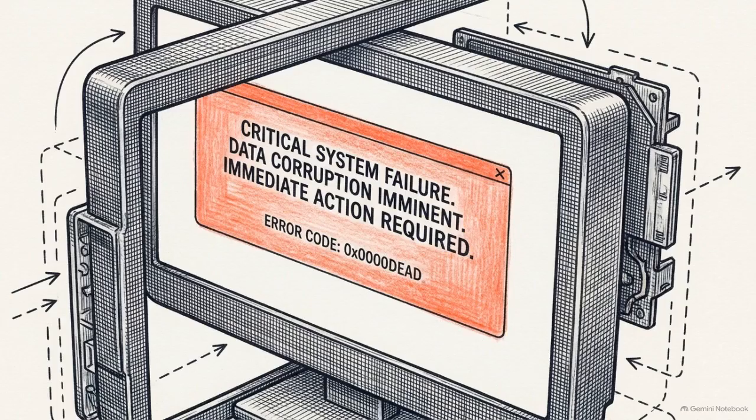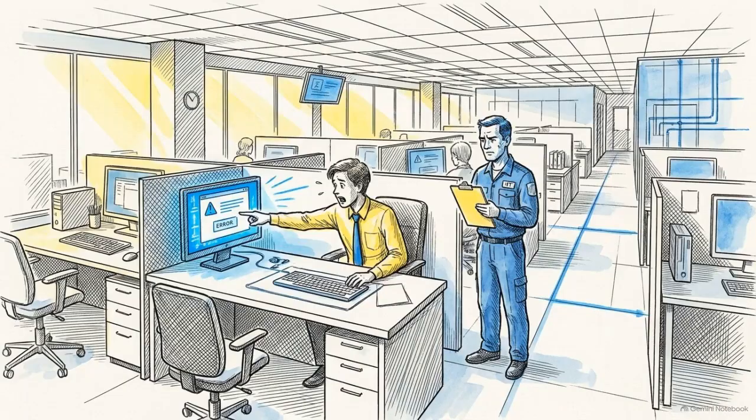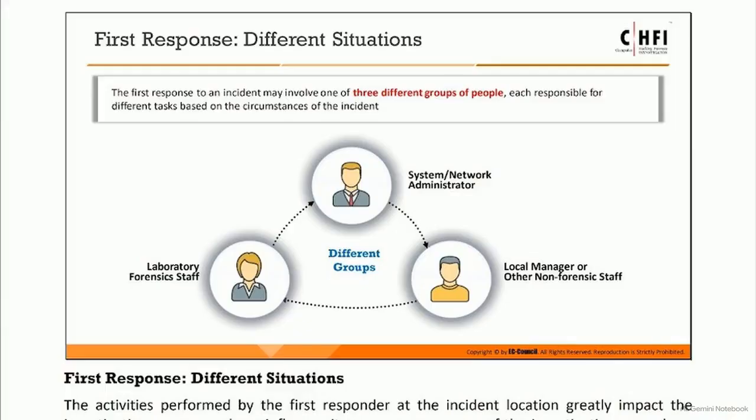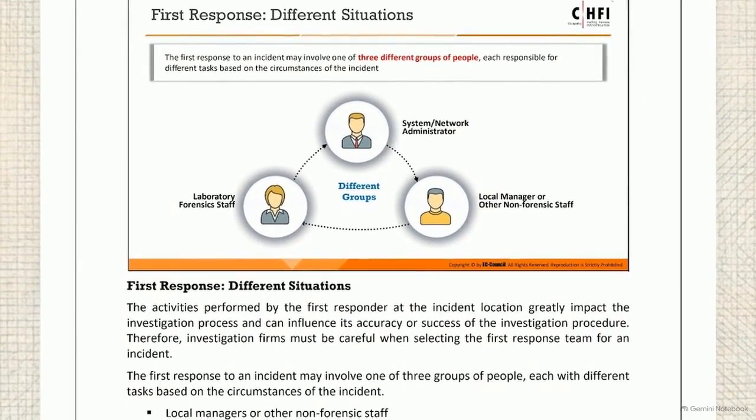The moment a breach or incident is discovered is the most legally vulnerable. This diagram outlines the three distinct groups of personnel typically involved in a first response: non-forensic staff, system or network administrators, and laboratory forensic staff. If non-forensic staff discover the incident, their only mandate is to secure the physical perimeter. They take notes, photograph the area, and ensure the computing systems remain untouched until trained investigators arrive.